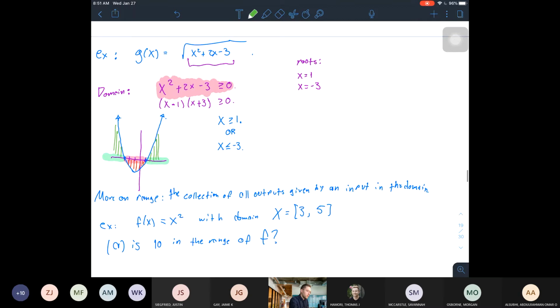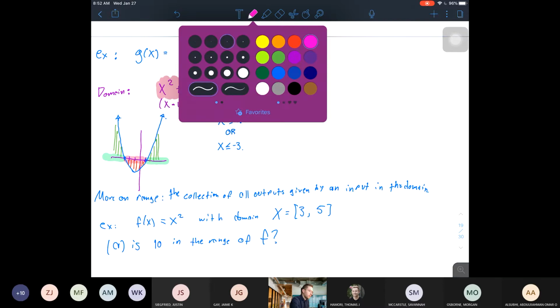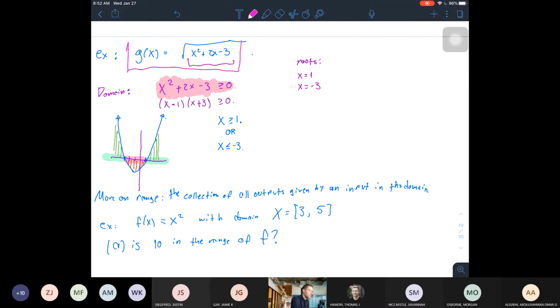Okay, so this was all to say that the domain of this function g of x is going to be the set of values for which this inner parabola x squared plus 2x minus 3 is going to take positive or possibly 0 as a value.